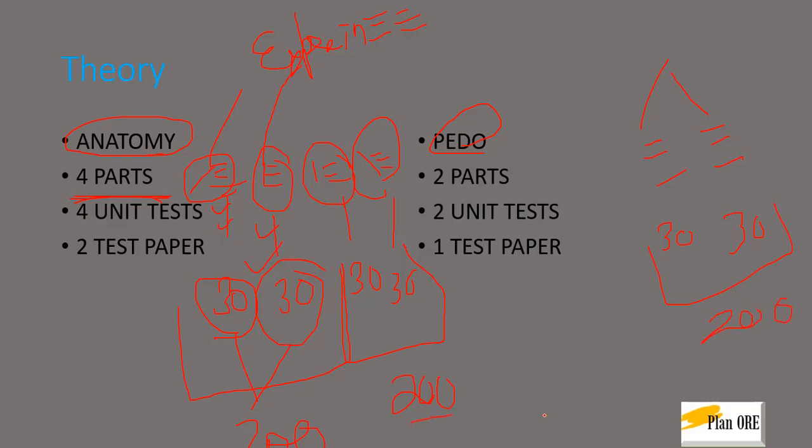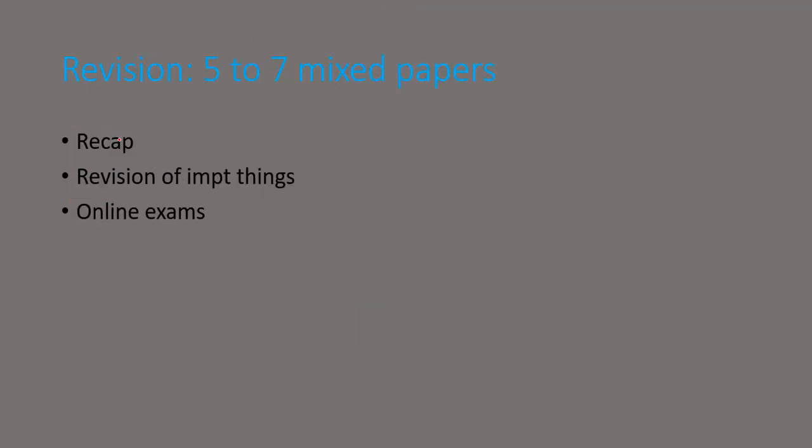Once all the subjects are over, we will move on to the next part, that is the revision series, where we'll give you about 5 to 7 papers with 200 questions each, and it will have questions from all the subjects, so you have an idea of how to recollect questions and answers from different subjects when they are mixed up. So it will be kind of a recap. We'll give you classes on revision of the important things, as well as if you have any doubts in any of the subjects, and obviously the online exams of 200 questions each, 5 to 7 papers.